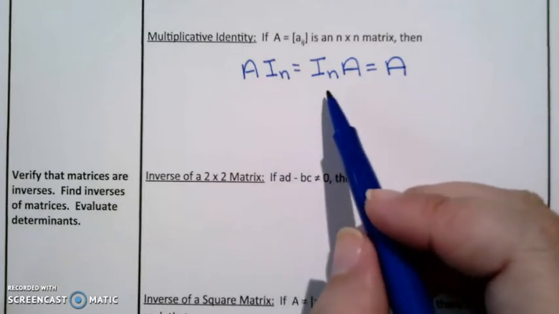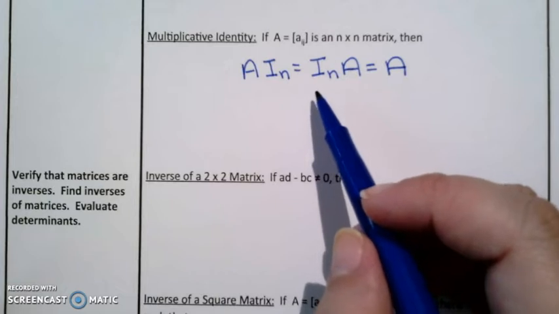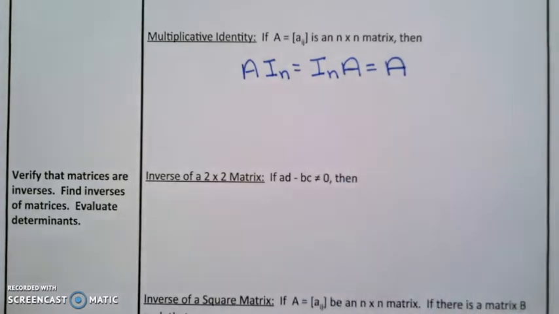Now, this commutativity of multiplication does not always work for matrices. This is the first time that we've seen commuting matrices here, and that's because usually it does not work. Okay, so be very careful of that.